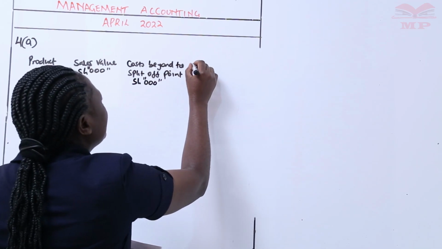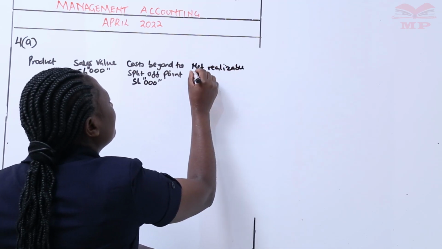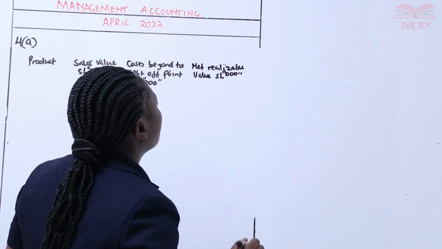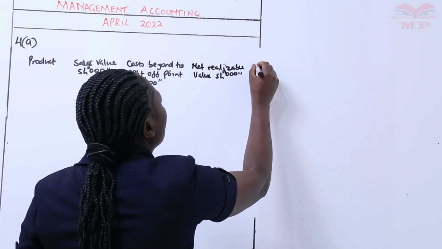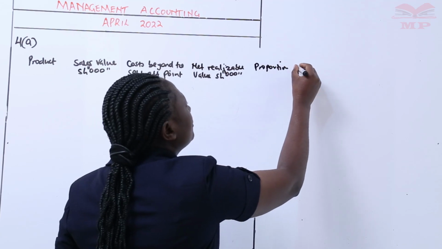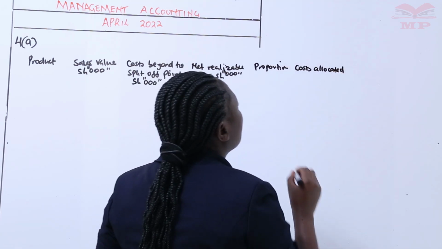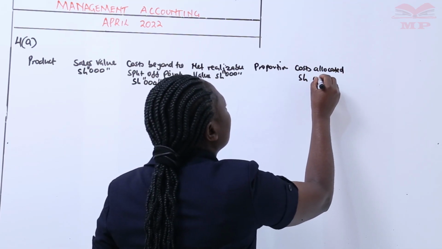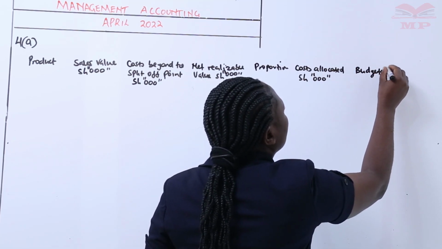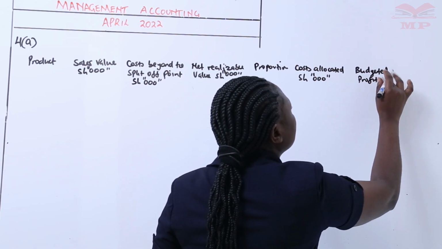We need to get net realizable value, which is also in thousands. We need to show the proportion and also show costs allocated. And then we will show the budgeted profit, which again is in thousands.